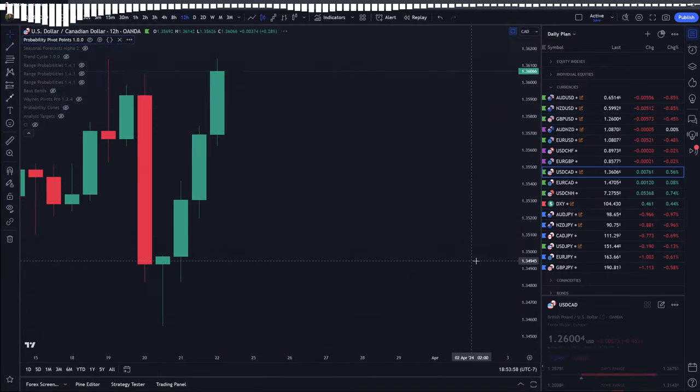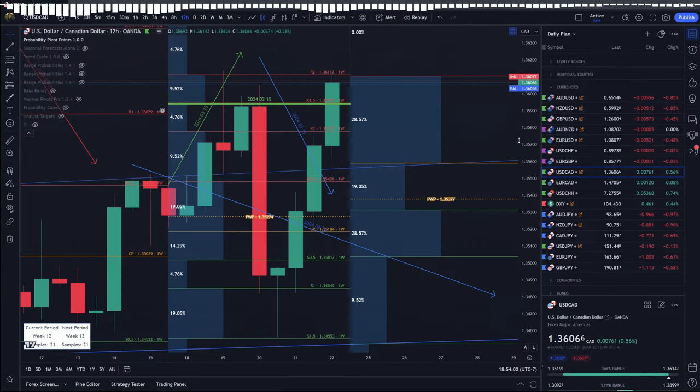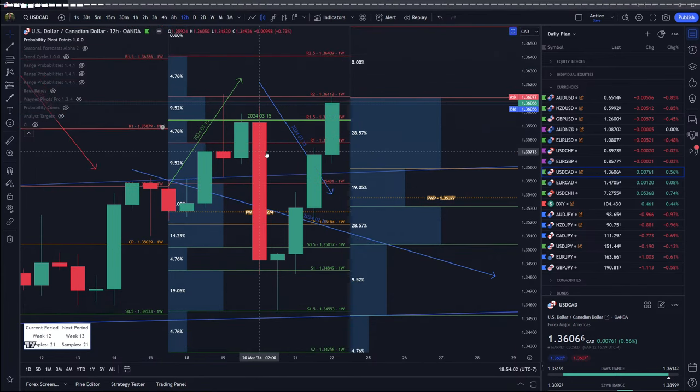Okay, anything else? Oh, the dollar CAD. Yeah, this thing's been nutty. It really did well on FOMC. It did 100 pips on FOMC and then it reversed the entire thing.